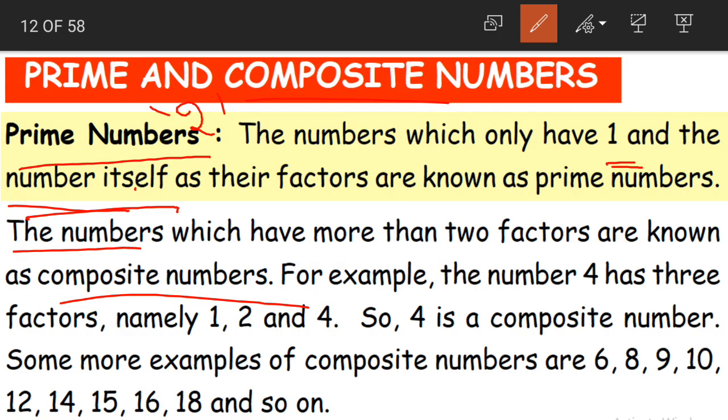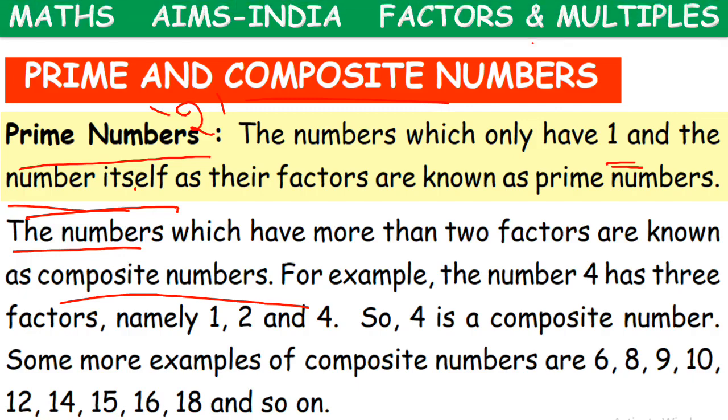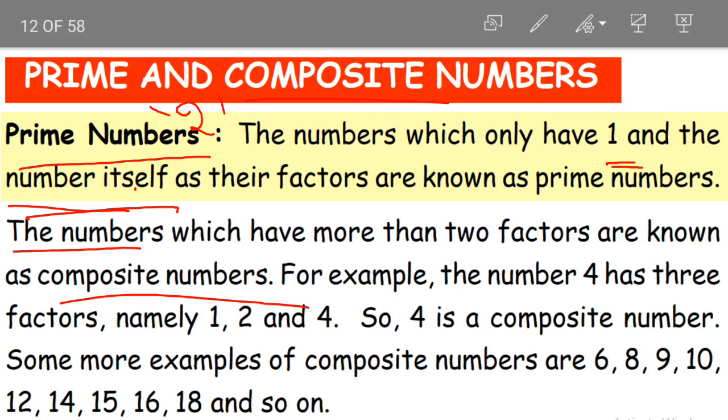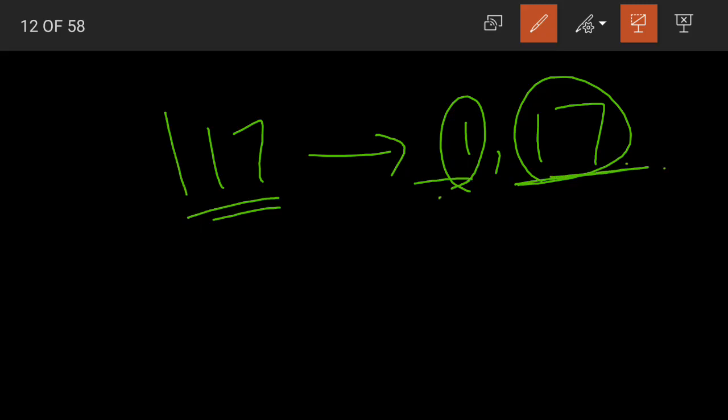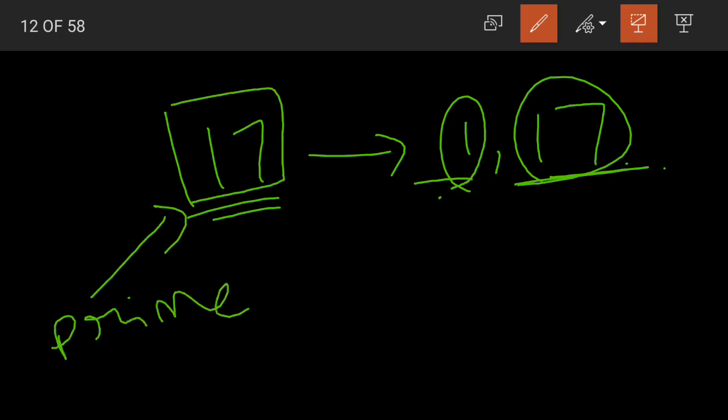Now what can be an example of such numbers? If we take 17, for example, we have 1 17 is 17. That's it. 17 has only 2 factors, 1 and 17. 17 is not a multiple of any other number. 17 has no other factors except 1 and 17. So what does that make 17? 17 becomes our prime number.